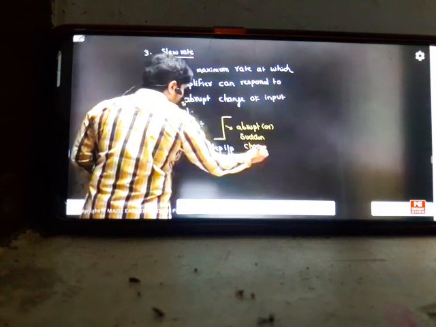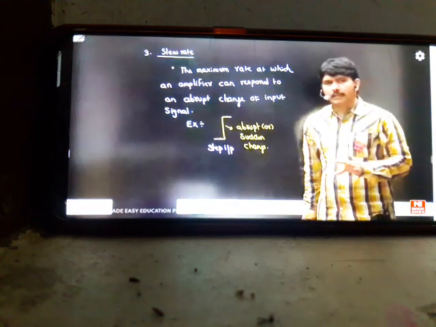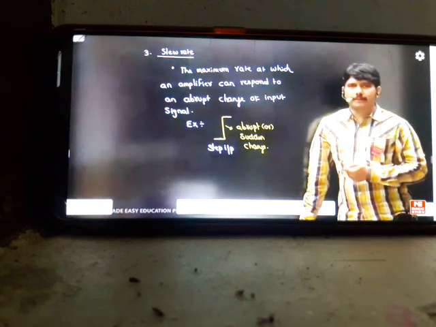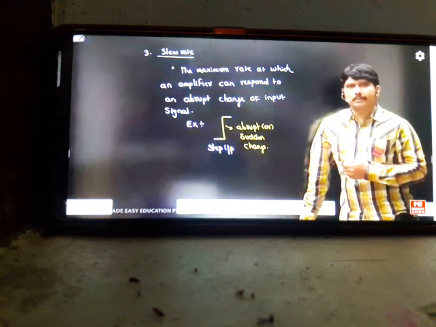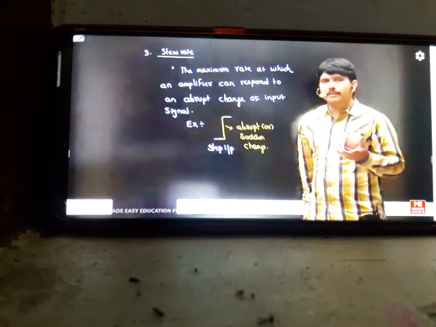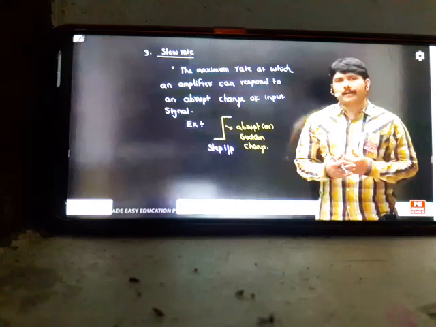For this type of sudden change input, how your amplifier output will respond is measured by slew rate. So slew rate tells how much the output will respond with respect to your input. If your input is changing very fast, the output should also change in the same manner. But due to practical reasons, the time constants, the same sudden change we cannot expect at the output, due to the practical RC components in your transistors.